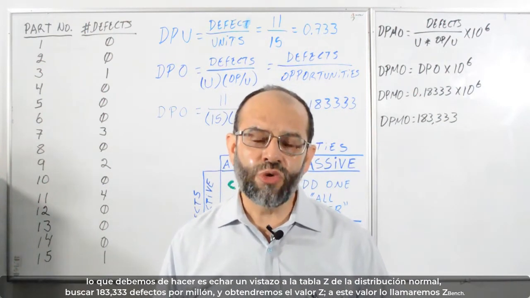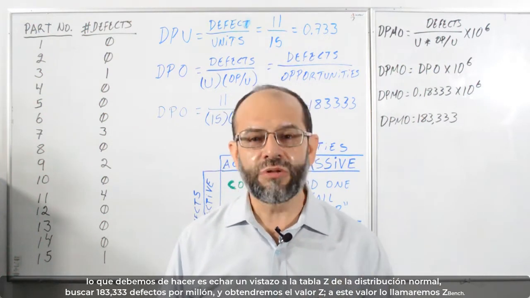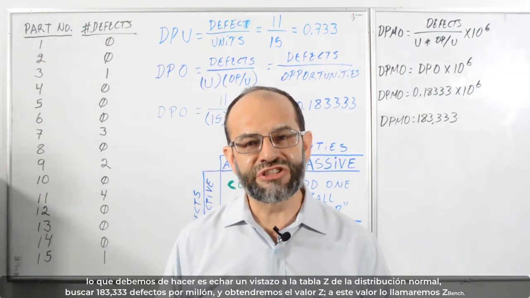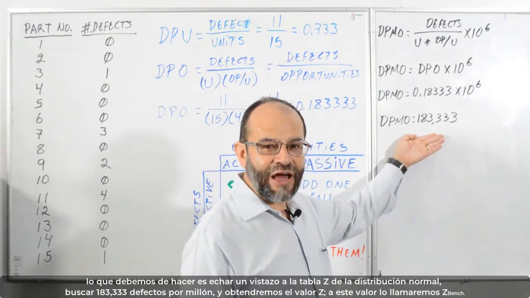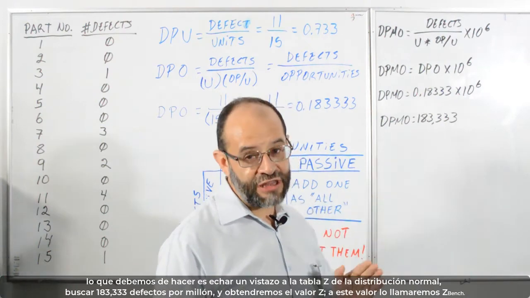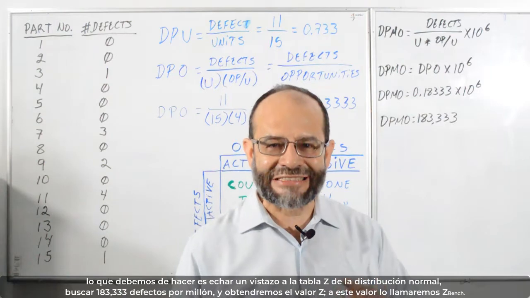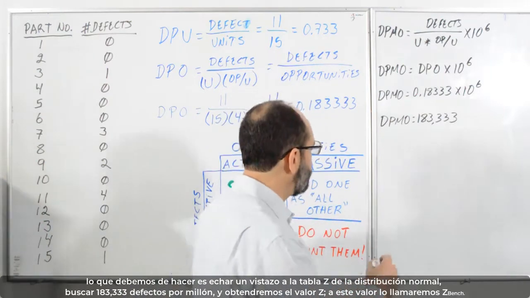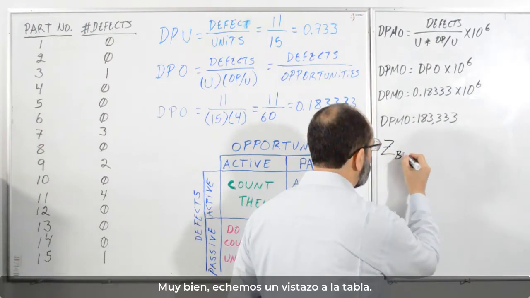All we have to do is take a look at the normal distribution areas, the Z table, for the normal distribution, and look for 183,333 defects per million. And from there we are going to get the Z value. And that value we are going to call Z bench.